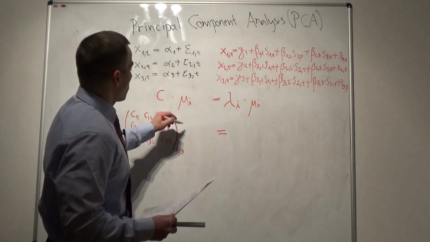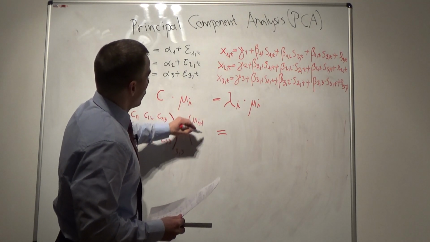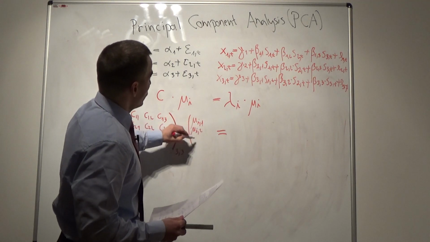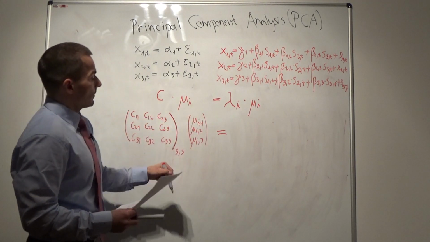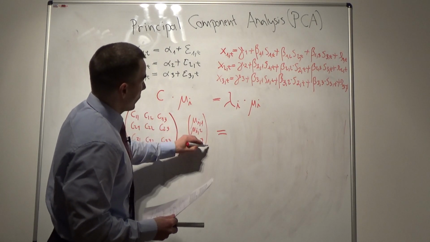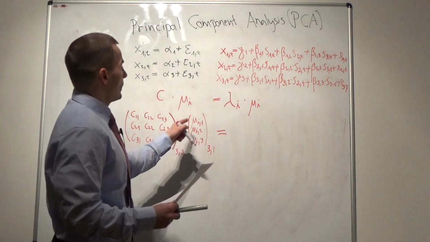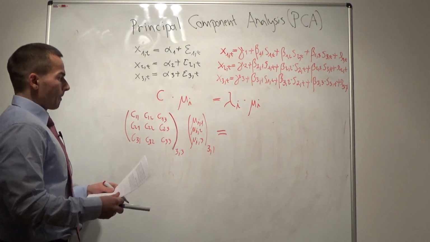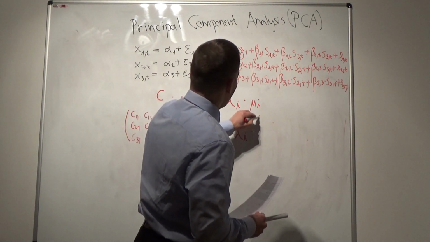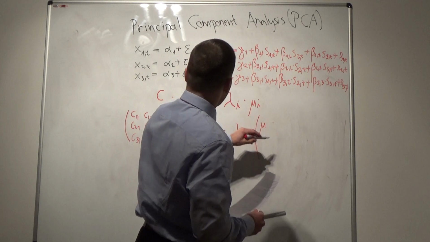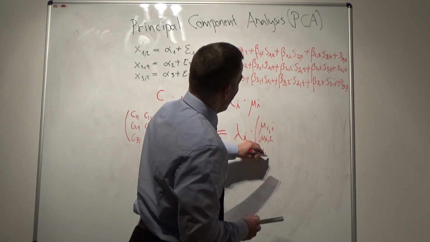In more general terms, that's a 3x3 matrix. For our mu i, we have the elements mu i1, mu i2, and mu i3. These are the corresponding elements of our 3x1 vector, which is the corresponding eigenvector mu i for eigenvalue i. And this should be equal to lambda i, which is just a scalar, just a number, times the same corresponding eigenvector, mu i1, mu i2, and finally mu i3.